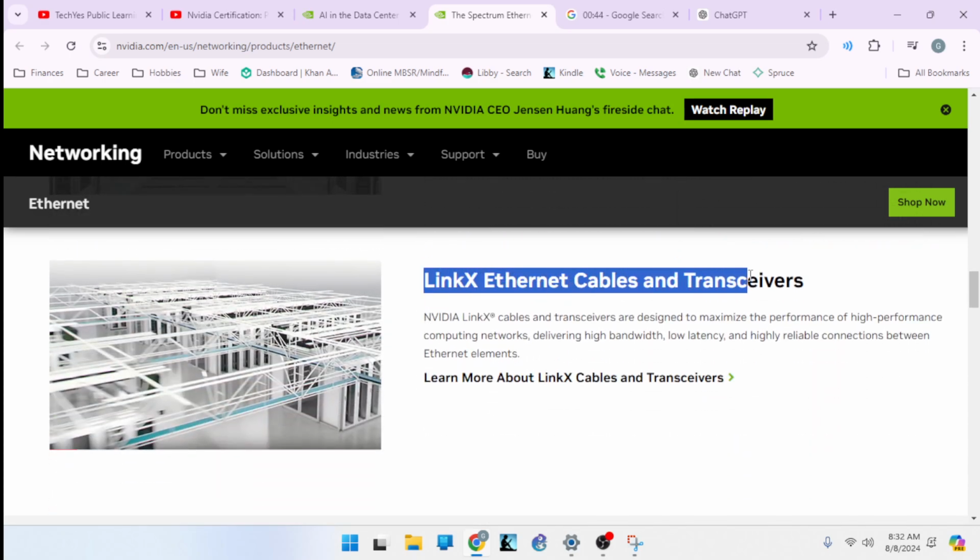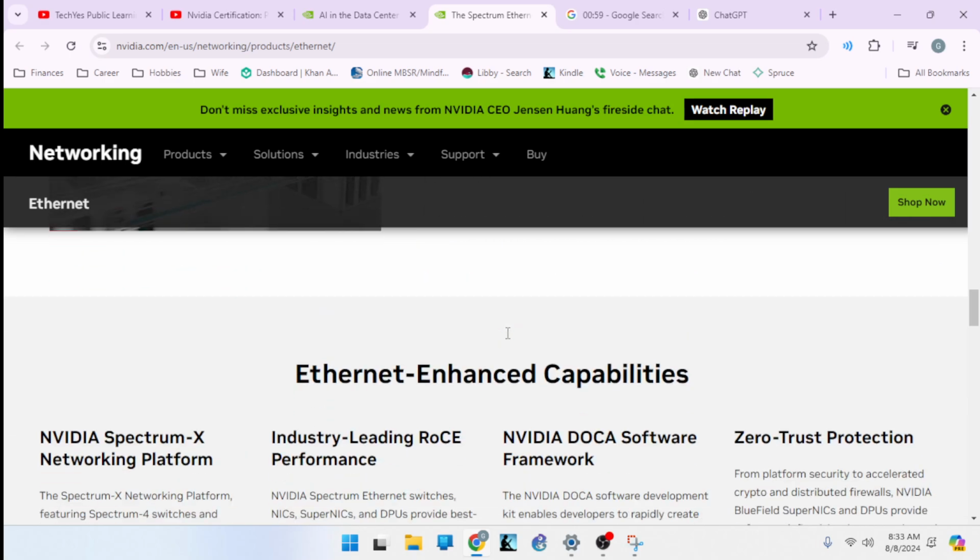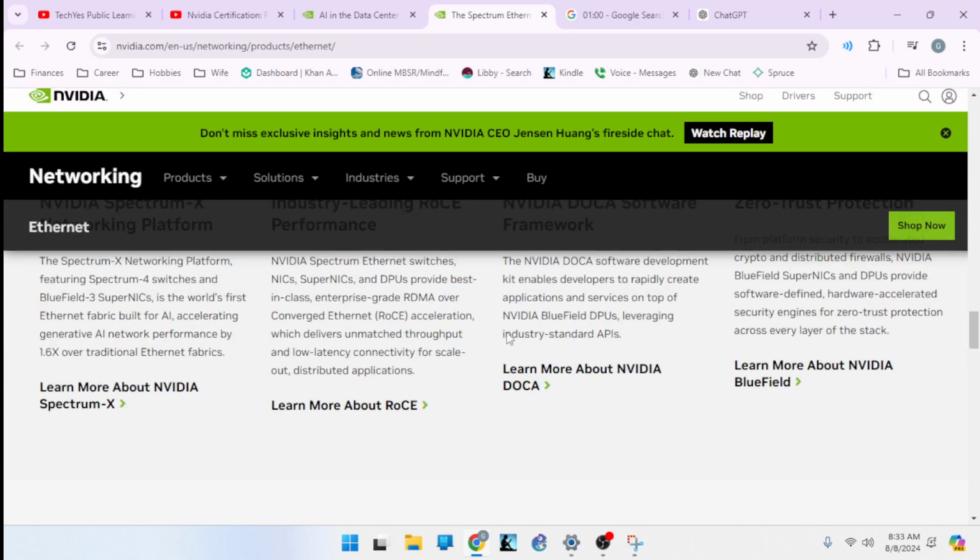Then we have LinkX Ethernet cables and transceivers. NVIDIA LinkX cables and transceivers are designed to maximize the performance of high-performance computing networks, delivering high bandwidth, low latency, and highly reliable connections between Ethernet elements. All right, and we got more to read here.